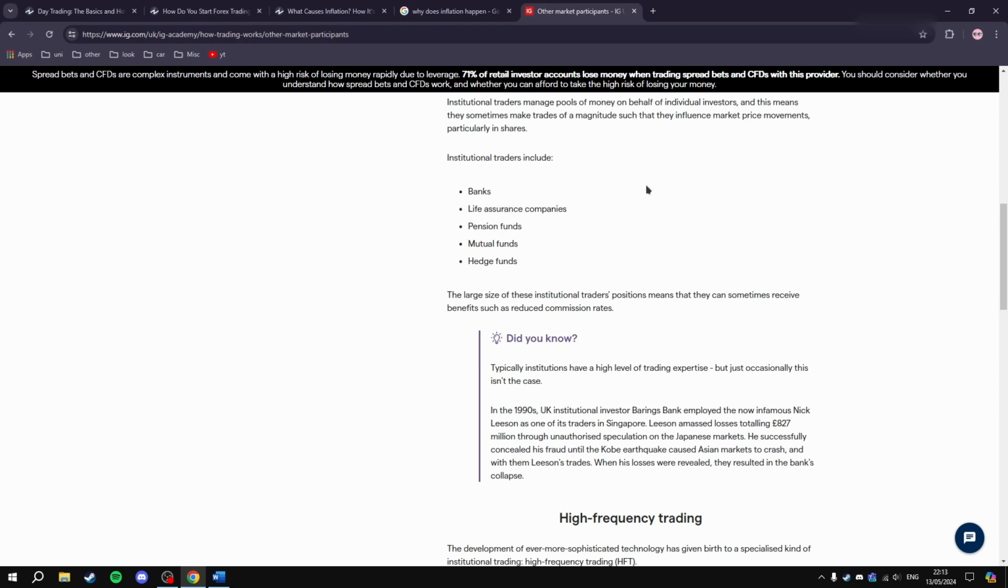The large size of these institutional traders' positions means that they can sometimes receive benefits such as reduced commission rates.